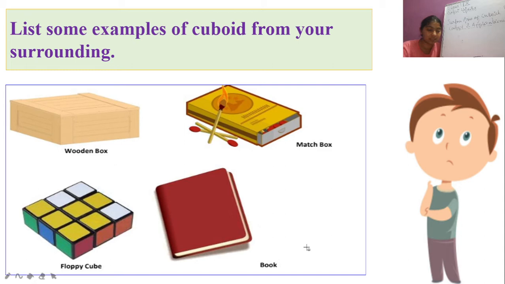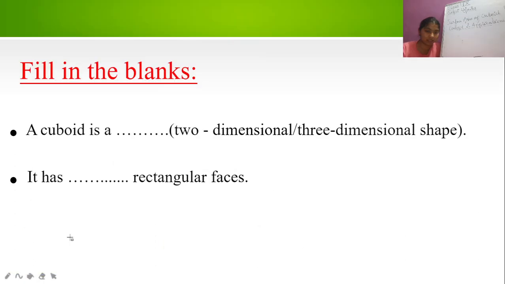There are two questions. Firstly, read the statement carefully, then go with your answer. A cuboid is a dash. Is it a two-dimensional or three-dimensional shape? And second, it has dash rectangular faces. So think it properly, then give me the answer.